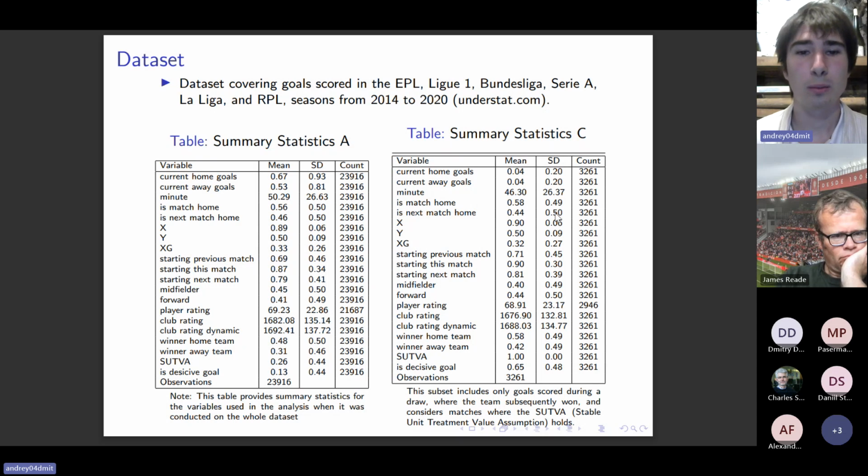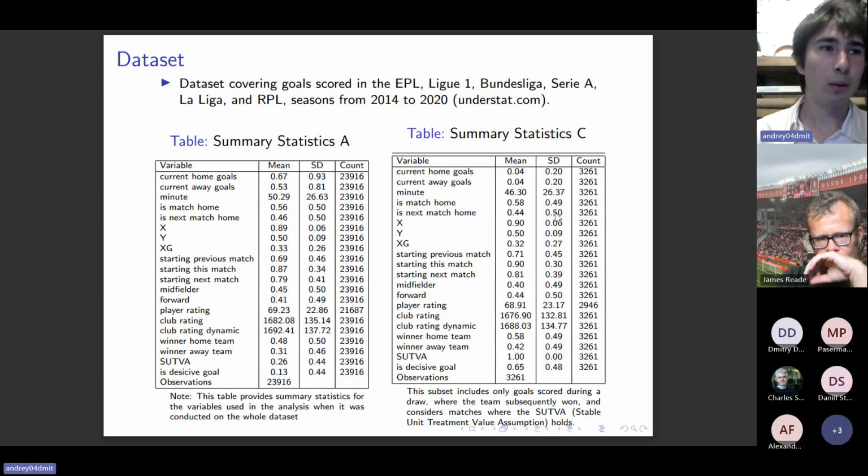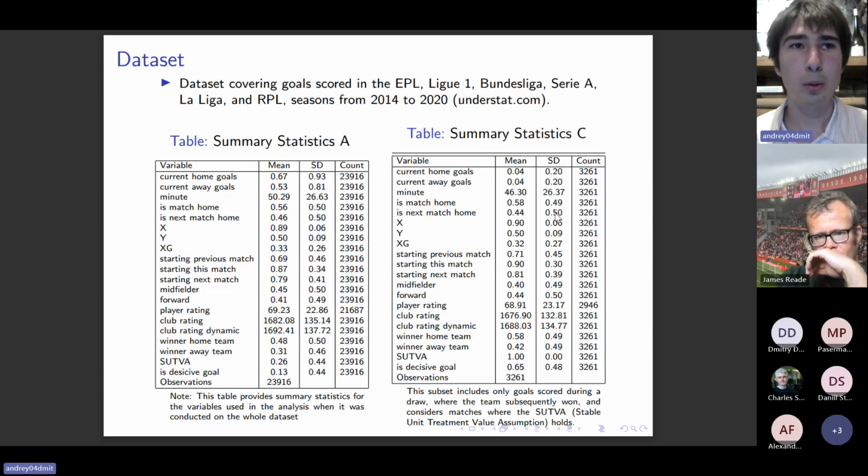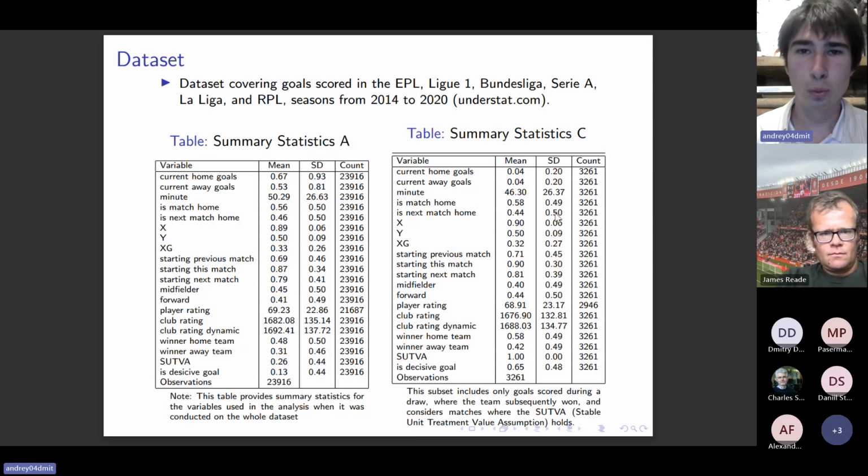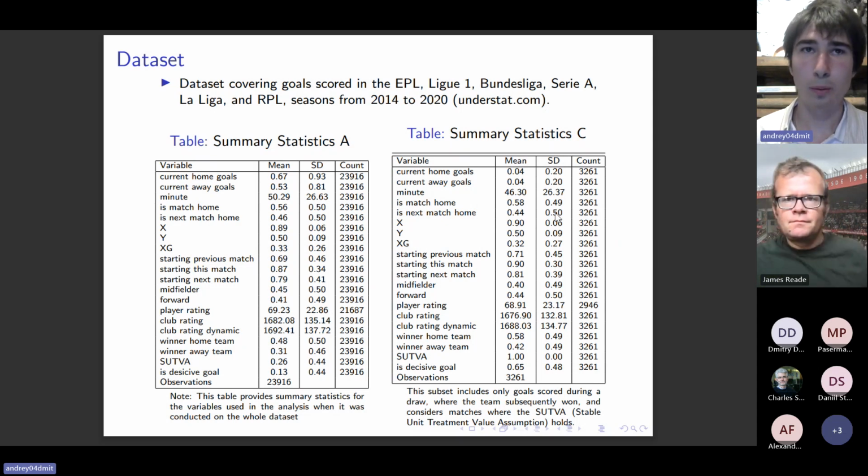Is decisive goal, you can see 13% of the goals are decisive ones. A decisive goal is a goal which was scored when the score was equal and there were no other goals in the match. So, for example, the score was 2-2, then a player scored a goal, the score became 3-2, and no goals happened after this goal from any of the teams.